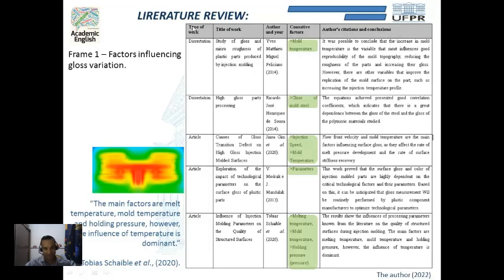Here we can see 5, but 3 confirm that the causative factor is mold temperature. Again, mold temperature, and again mold temperature. Okay, Tobias 2020 described that the temperature is dominant.